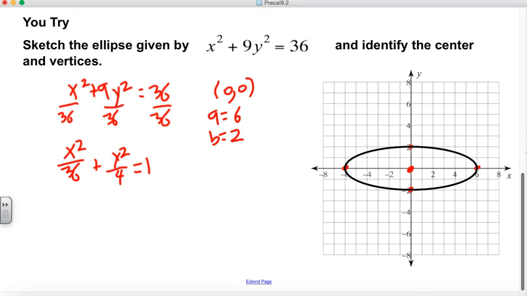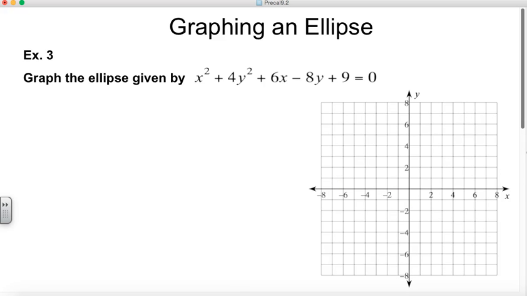Okay, let's look at another problem. So this time we're given the ellipse in general form. We did this with circles, where we're given the equation in general form, and we need to change it to our standard form in order to be able to graph it. So what we're going to have to do is complete the square.